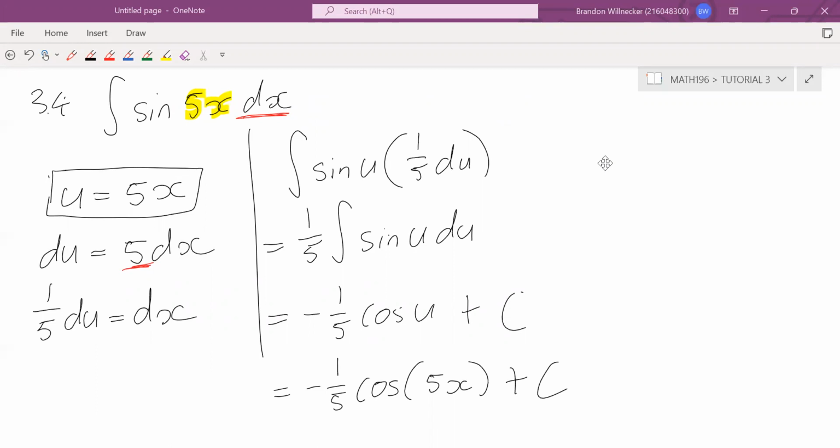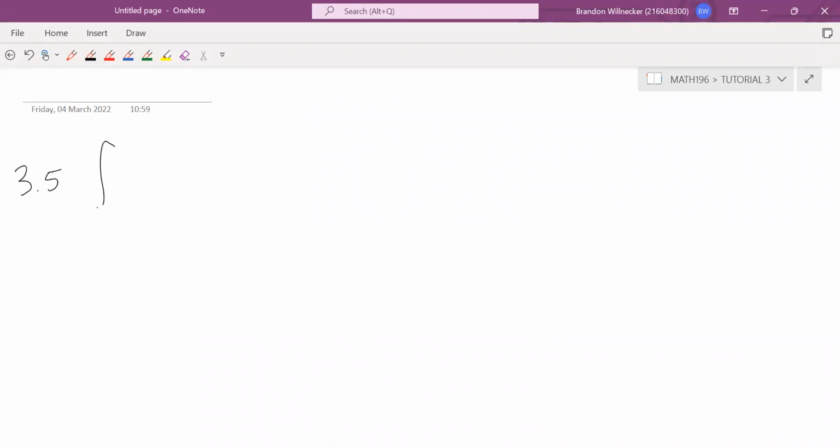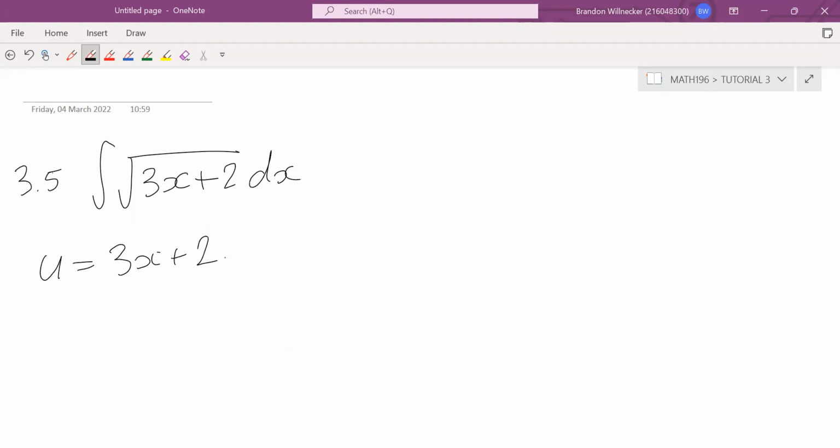Okay, I've got a few more. Okay, and then we will go on to the definite integral stuff. So next one, 3.5. We have the integral, the square root of 3x plus 2 dx. Again, this inside part here, the 3x plus 2, that's your hint as to what u should be. So u is equal to 3x plus 2. Okay, so typically u is the inside function of whatever you're dealing with.